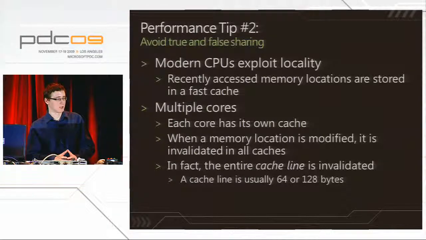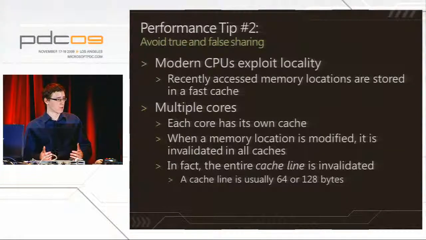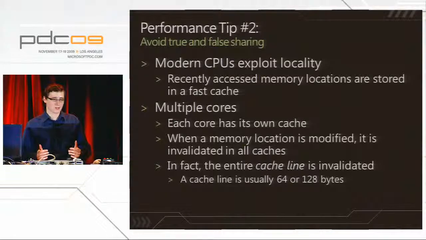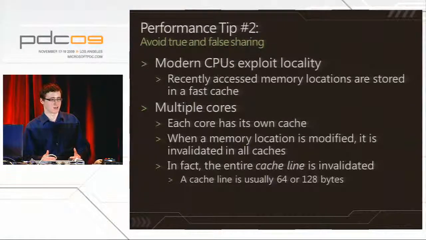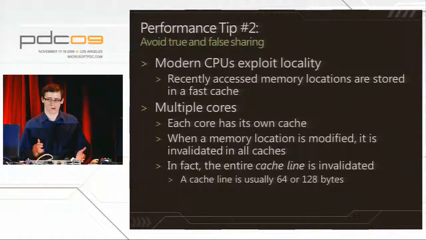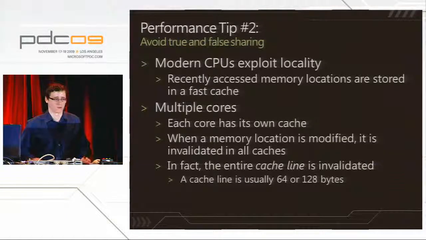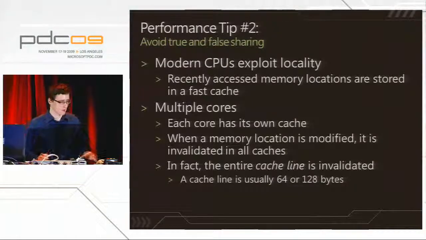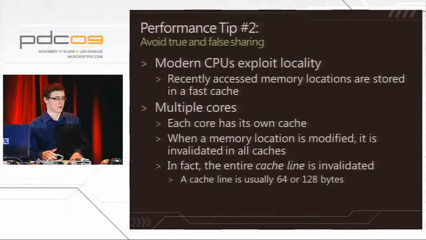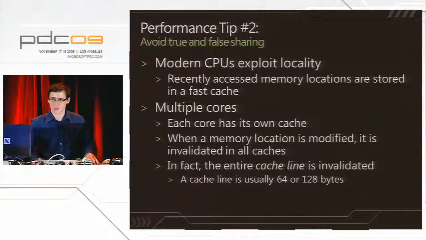But actually, the other part of the problem is that caches don't work at the granularity of bytes. They work at the granularity of cache lines that are 64 or 128 bytes on today's CPUs. And so when a value is invalidated in the caches, actually the entire cache line is invalidated.